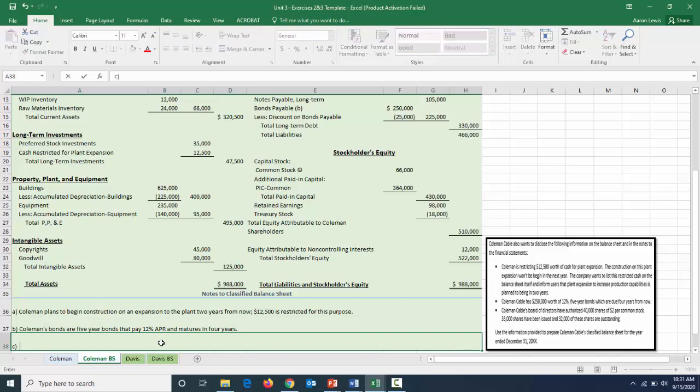And then the last thing, and this is a note that everybody has, investors are going to want to know what the breakdown of your stock is. How many more shares could you issue? How many shares do you have out there? How many shares do you have in treasury? So you need to disclose that information.